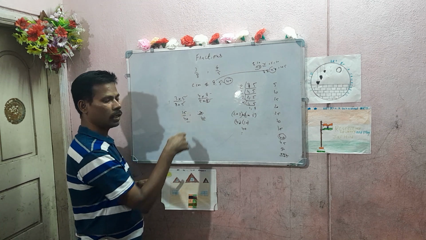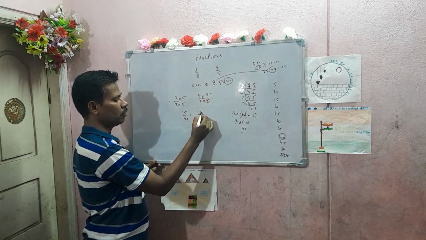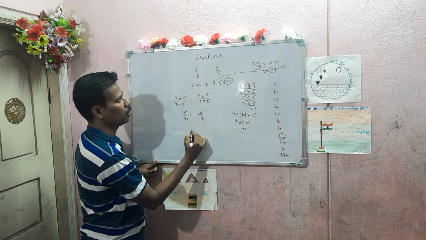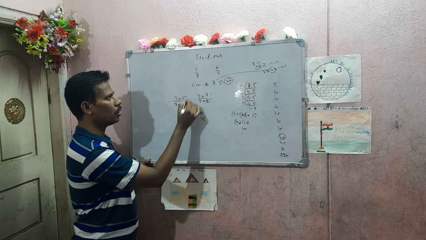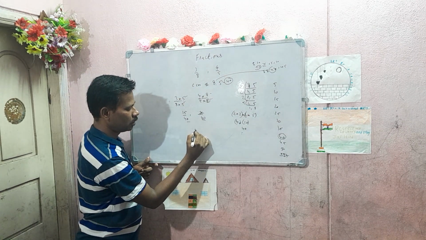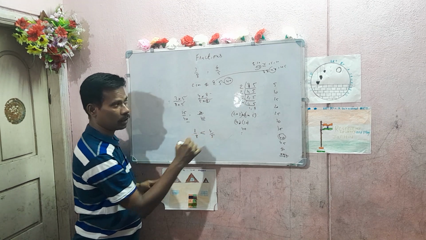Now which ones do you compare? The numerators. So 15 and 32, that means 32 is which one? First one, second one, second one. He is asking which one is smaller. Smaller means 3 by 8. 3 by 8 is smaller than 4 by 5.